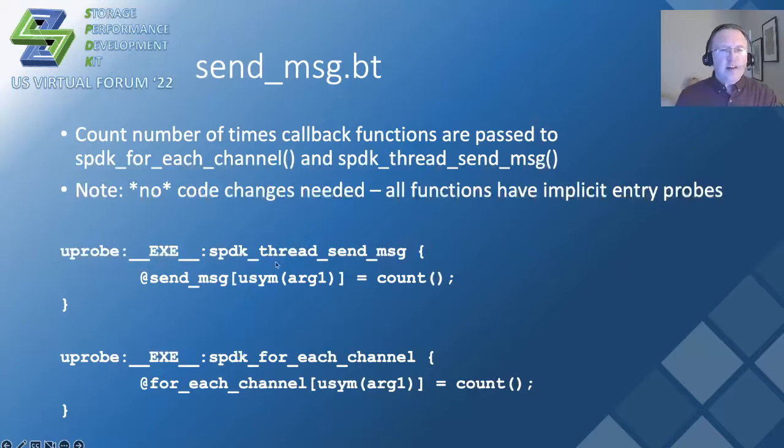So in this case here for spdk_thread_send_message, we're going to use an associative array, and the key is going to be the name of arg1, which in this case is the function pointer that we're going to execute on the destination thread. And this count just basically says increment that value by 1. And then similarly for spdk_for_each_channel, we're going to do the same thing, but in a different hash map for the name of the function that we're going to execute on each channel.